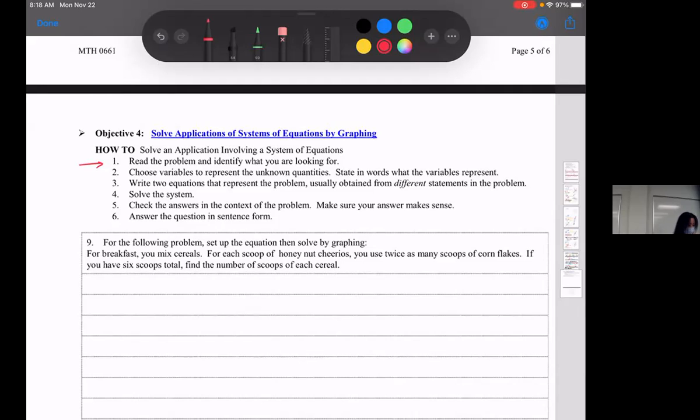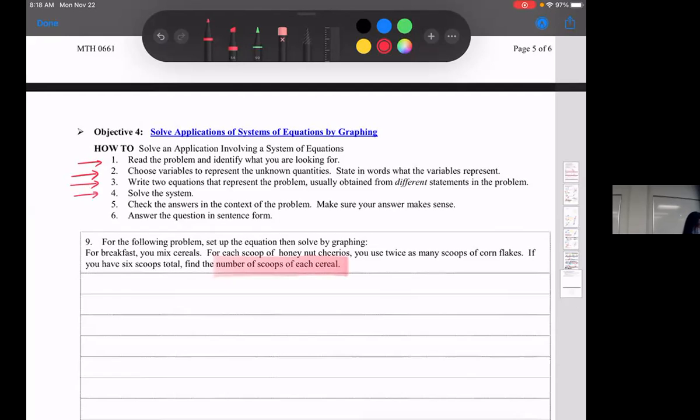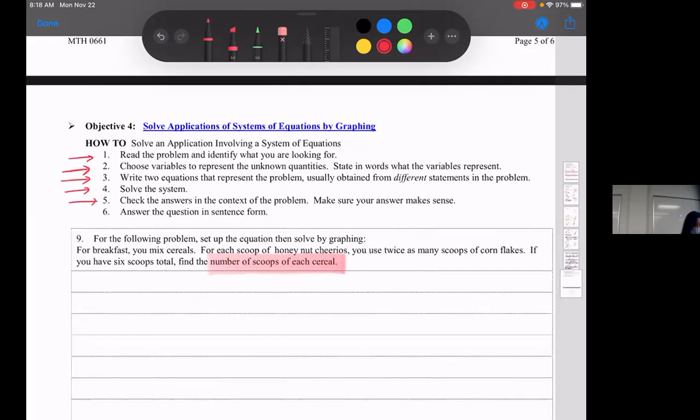And then you come back and read sentence by sentence. It'll help. Second, you choose a variable to represent the unknown, whatever they ask you. For example, they ask you in this problem the number of scoops of each cereal, right? So that's your variable. Third step is to write 2 equations that represent the problem, and then solve. This is the easiest part. And make sure you check if your answer makes sense. And if you need units, make sure you put units in the answer.